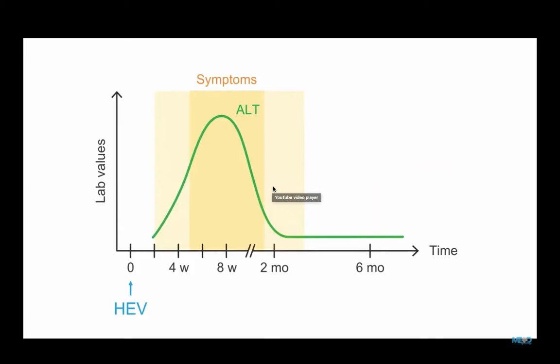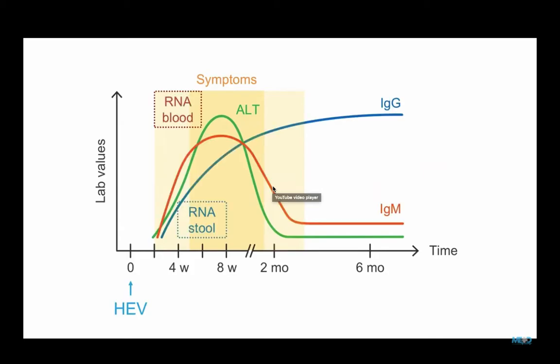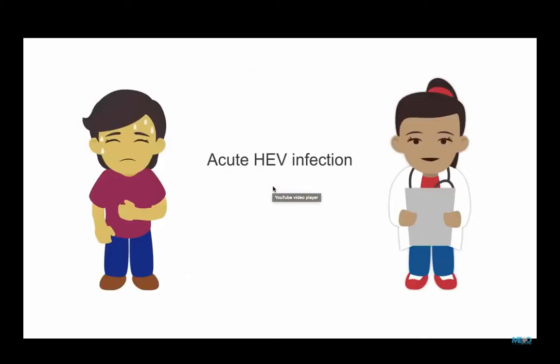So let's take a look back at the graphic dealing with immunocompetent patients. Her ALT is very high, which signifies serious liver damage. Anti-HEV IgM and IgG are both positive, and we could detect RNA in Hannah's stool. Based on these results, we can conclude that Hannah is most likely in the early phase after infection. So Hannah is suffering from an acute hepatitis E infection.